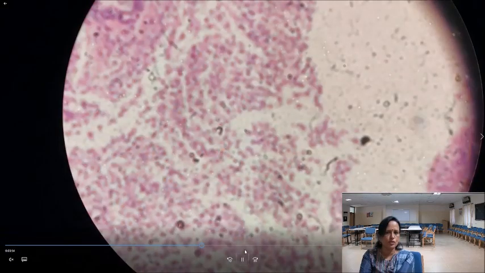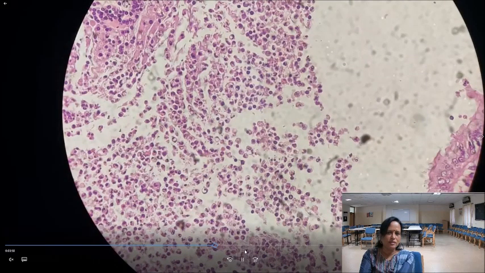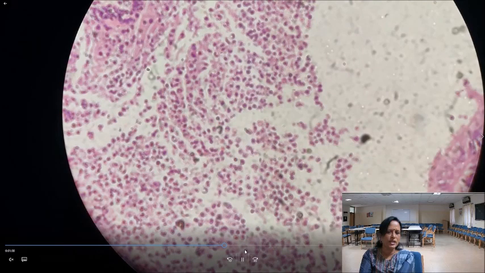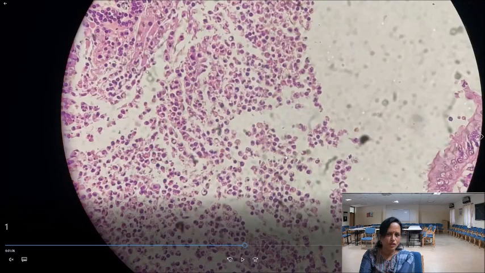I'll just go to low power. So I'm just adjusting high power now. Appreciate the cells. What are these cells that are seen here? Can you appreciate? These are neutrophils. 1, 2, 3, 4, 5. Just see their nucleus. So I focused an area. This is what we were seeing, the lumen, and all these are neutrophils. So this is the exudate that is present in the lumen of the appendix. This is the mucosal lining.